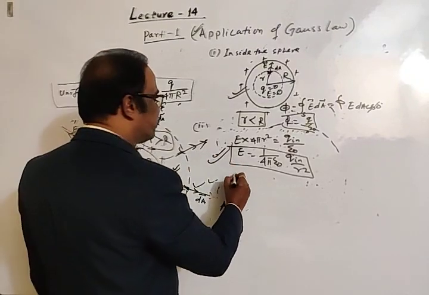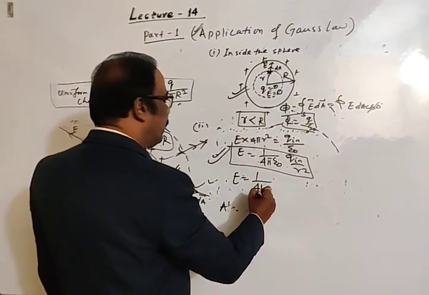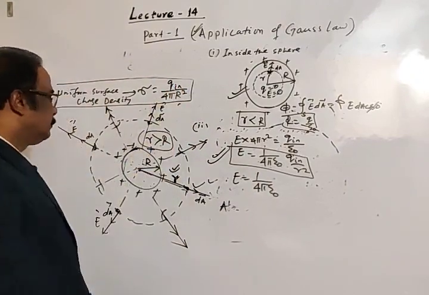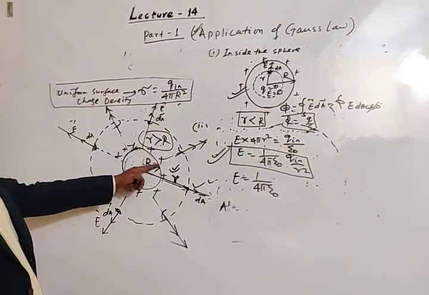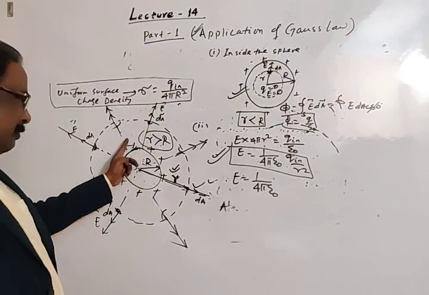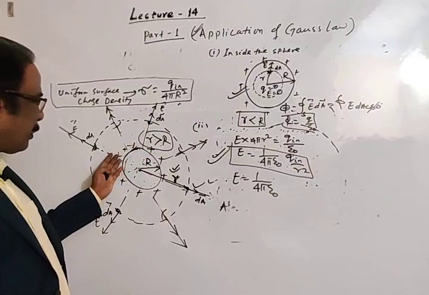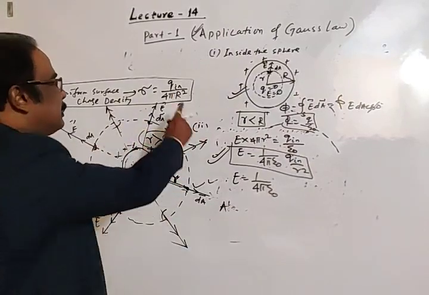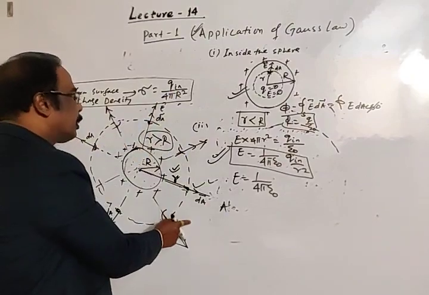So in this expression, electric field is 1 divided by 4 pi epsilon naught Q inside divided by r square. Surface charge density sigma is equal to charge, which means this charge is inside. The whole charge on the surface is inside this Gaussian surface. So this is the charge inside the Gaussian surface.